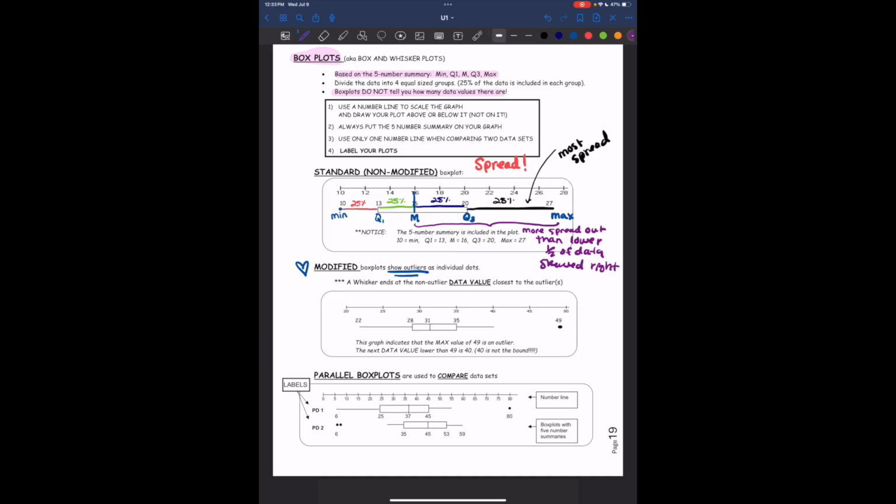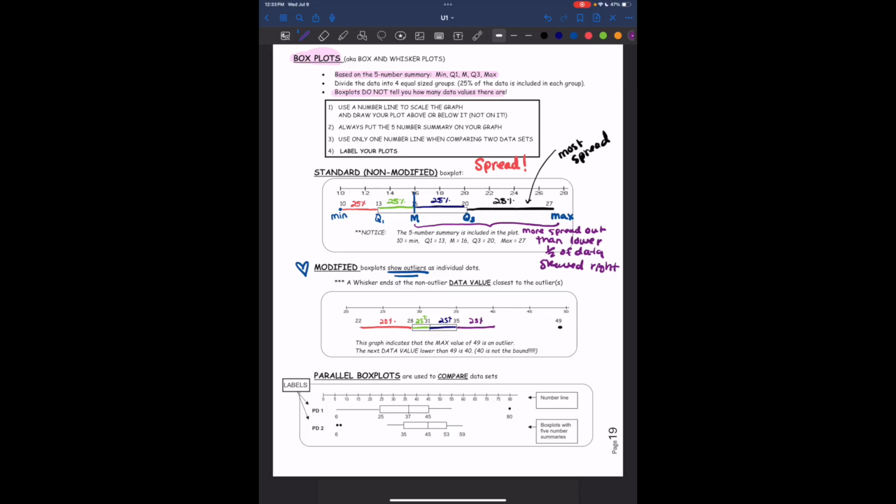This is still sort of the same thing down here. We've got 25% of the data in this section. We have 25% of the data over here. 25% of the data is here. And then 25% of the data is right here as well.